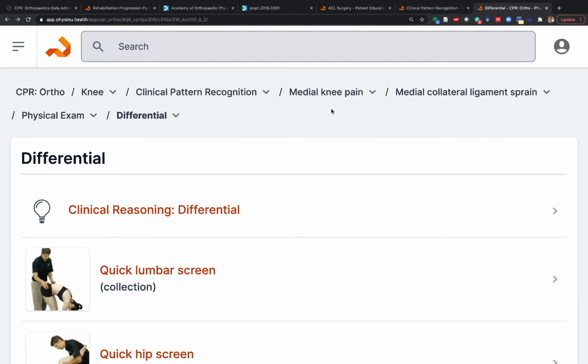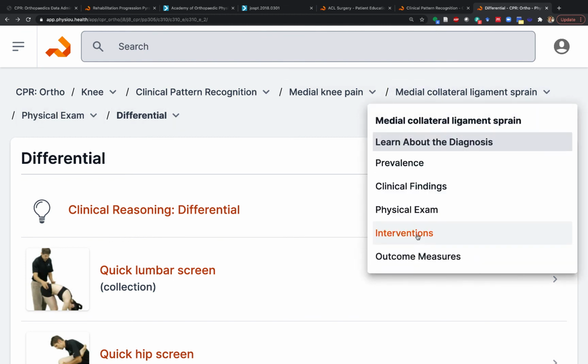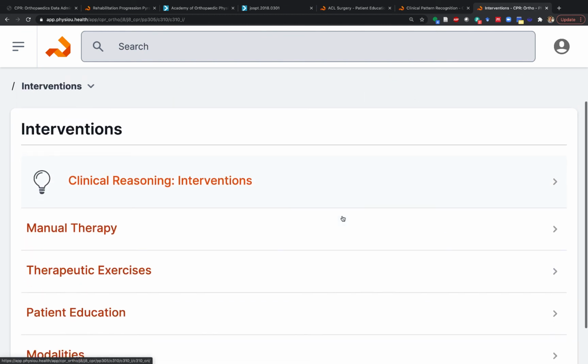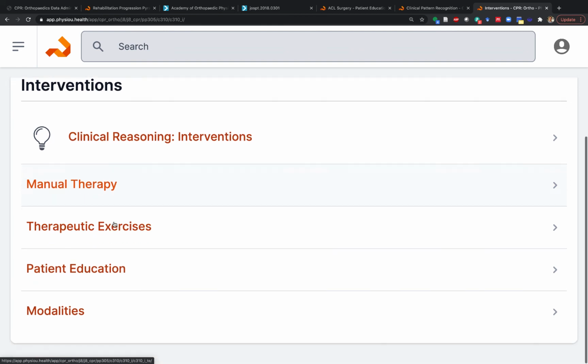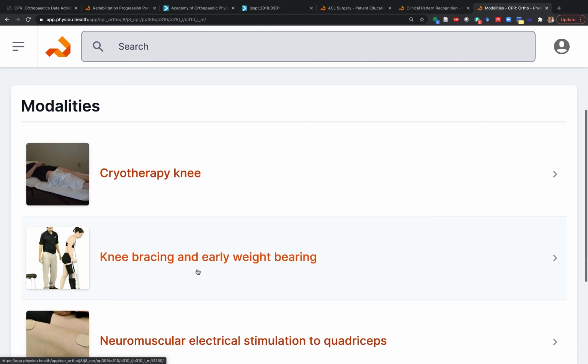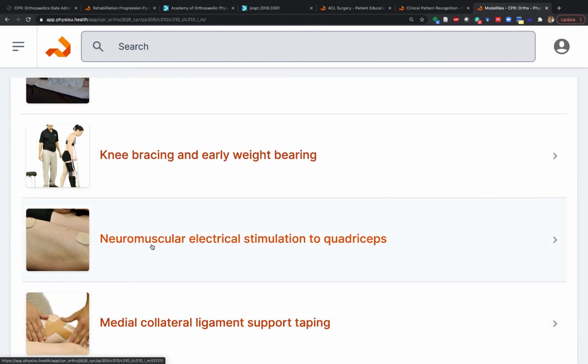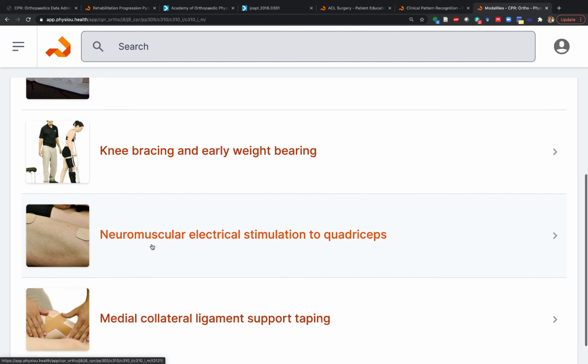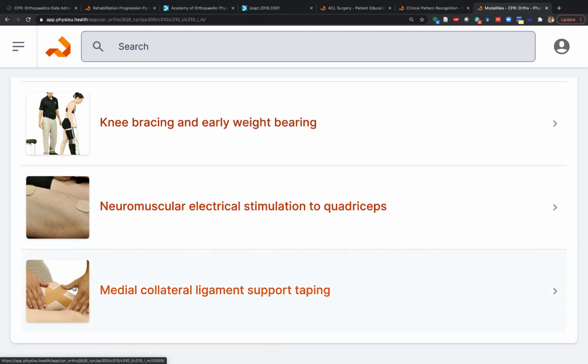Intervention-wise, I just want to mention that the interventions are going to be very similar to all the other ligament problems. Manage the pain and swelling, provide stability, early activation of the quads, taping that might help relieve stress off of the structure. Okay, so it's supporting the medial knee here.